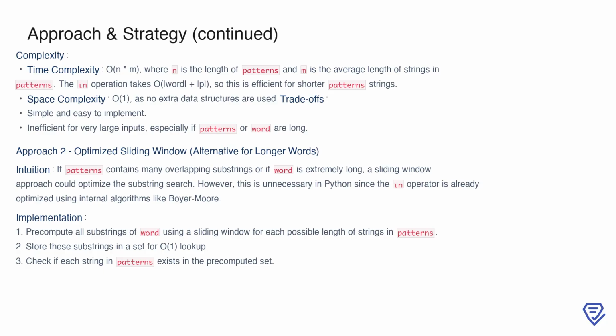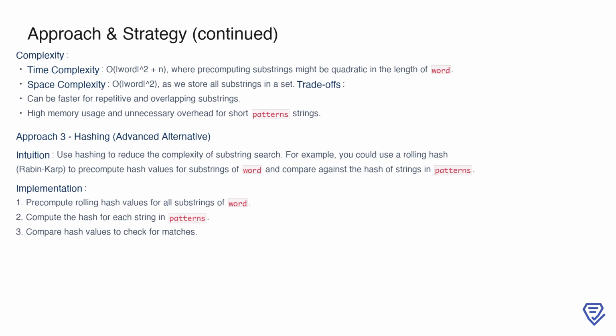For cases where word is exceptionally long or substrings in patterns overlap significantly, we might explore alternatives like a sliding window approach. This method involves pre-computing substrings of word and storing them in a set for faster lookups, but as we'll see, its advantages are limited in Python due to the internal optimizations of the in operator. The sliding window approach has its own complexity considerations. The time complexity of pre-computing all substrings of word is O(word^2), and checking each pattern string adds O(n), making it less efficient overall.